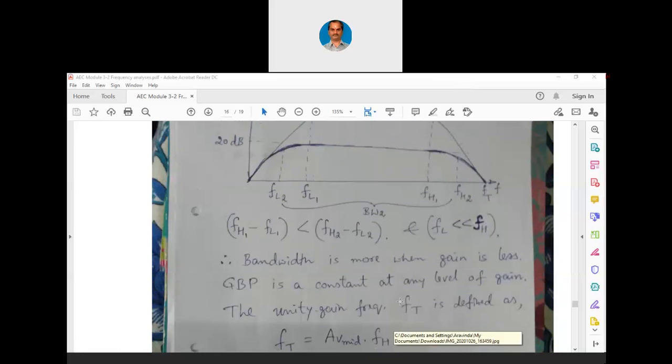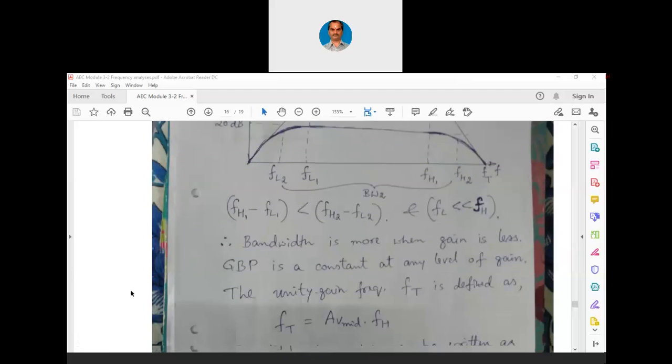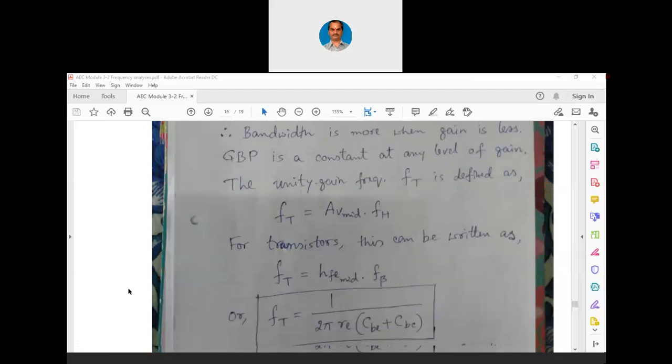So that Ft, or unity gain frequency, is defined as AV mid into FH, the midband gain into FH, where we will simply ignore FL when compared to the higher frequency ranges. Now for transistors, this can be written as Ft equals HFE mid into F beta. Okay, you don't have to worry too much about how we arrive at all these equations. The derivations of these equations are beyond our curriculum. So Ft equals AV mid into FH is for an amplifier circuit as a whole. Now taking only the transistor into consideration, Ft equals HFE mid into F beta.